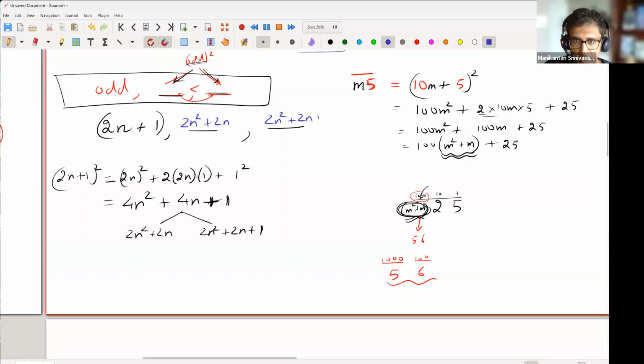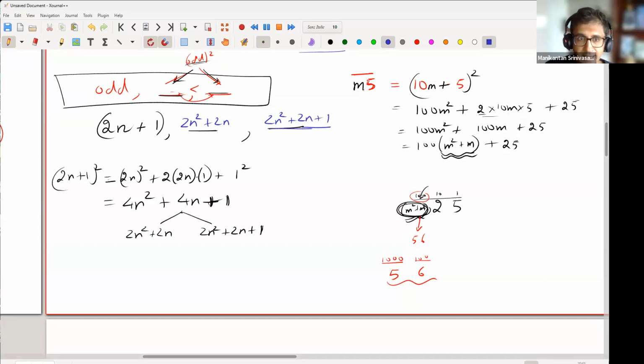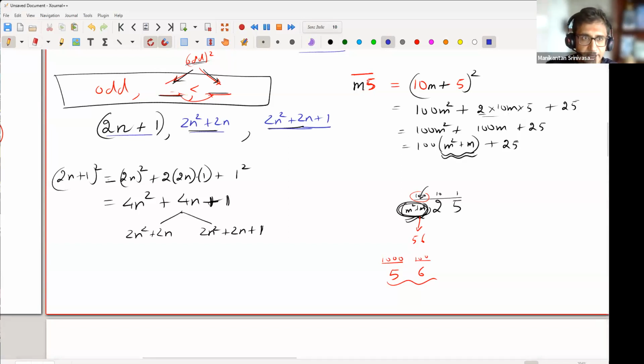So 2n square plus 2n plus 1 is a triplet. That's the proposal. I've not proved it, but I'm saying this is a triplet. Let's verify if that's the case. Okay, all of you good so far? Akshad, you're with me? Okay, now let's verify if that's indeed the case.